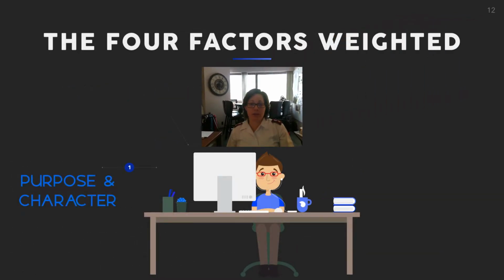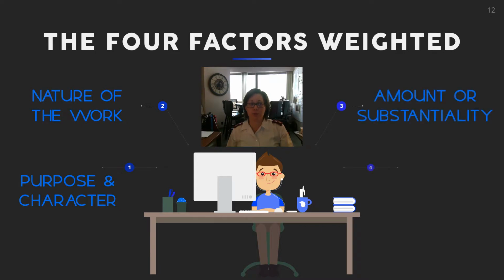As I mentioned earlier, these 4 factors must be weighted equally in order to determine whether or not we are within fair use. A balanced application of all 4 is important. Purpose and character, nature of the work, the amount or substantiality, and the financial effects must all be considered before we determine whether or not we are within fair use as we utilize the work someone else has created.